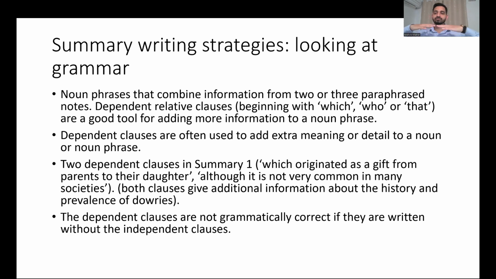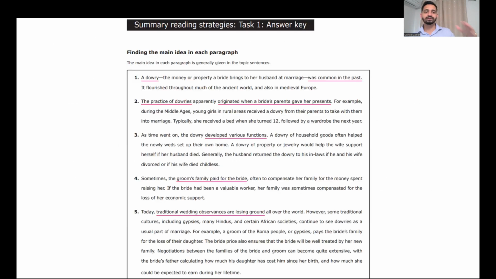of dowries. Okay, so you've got 2 dependent clauses that are dependent on the main clause. That's the first clause that will be about dowry, right? So if you go back to this one, "a dowry was common in the past." That's the main clause. And then you've got "that originated." So you're using that to talk about dowry. Now you're not saying dowry all the time. You're saying that originated when a bride's parents gave her presents, which developed various functions.